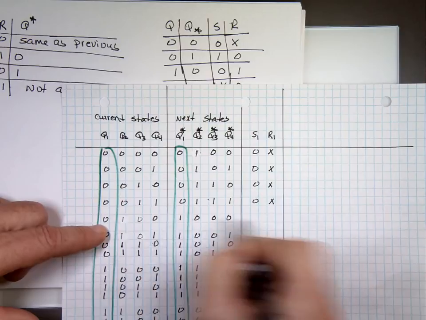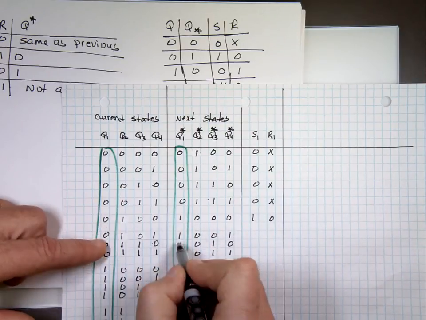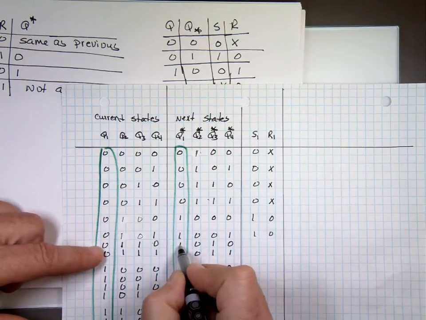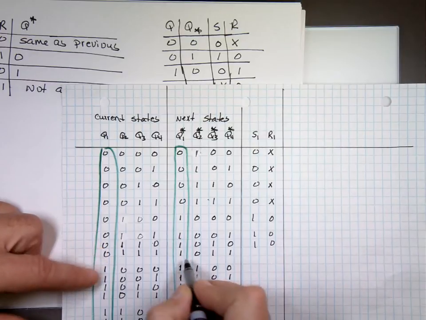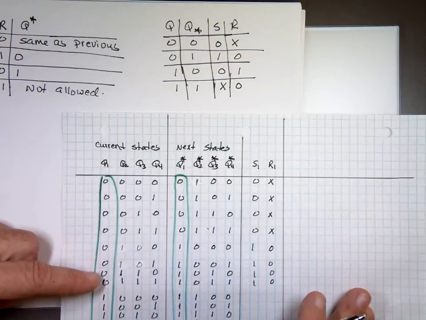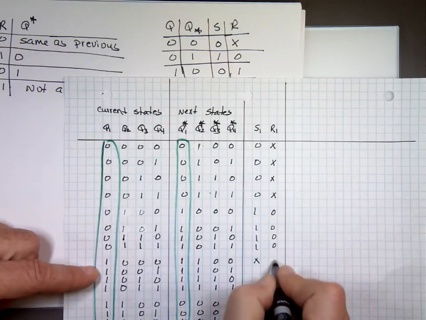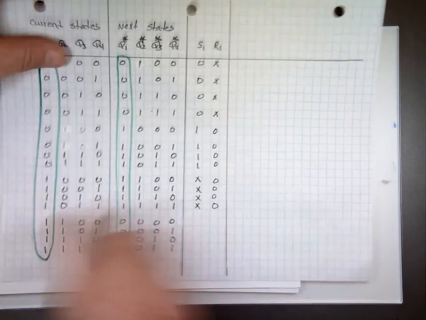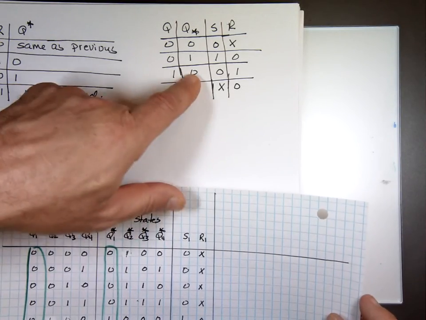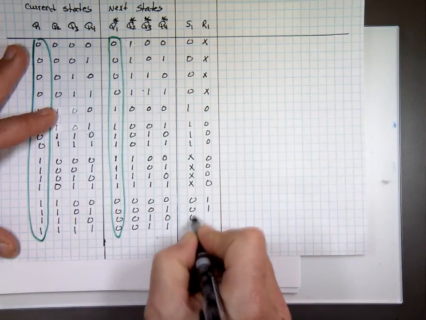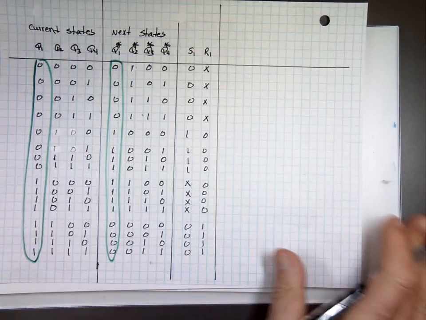See that? 0 to 1, 1 and 0. 0 to 1, 1 and 0. 0 to 1, 1 and 0. 1 to 1 for the next 4. 1 to 1 is don't care and 0. Don't care 0. Don't care 0. And the last one, don't care 0. And the last group from 1 to 0, what is 1 to 0? 0 and 1. 0 and 1. So that's the first flip-flop.